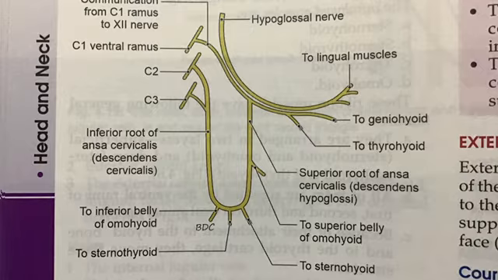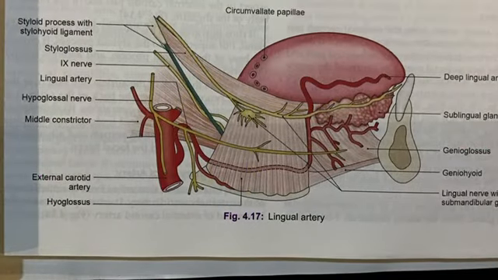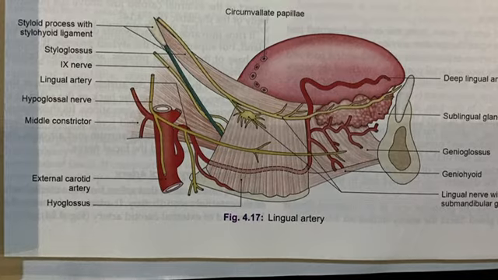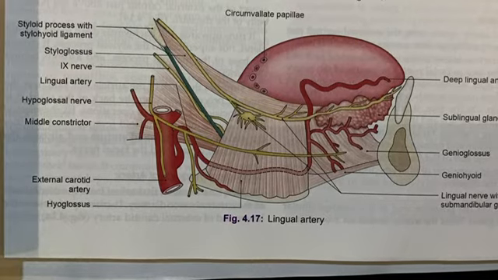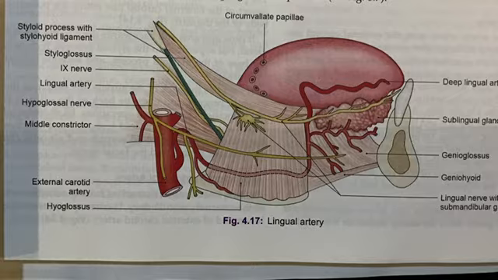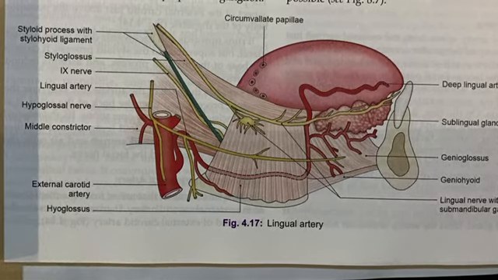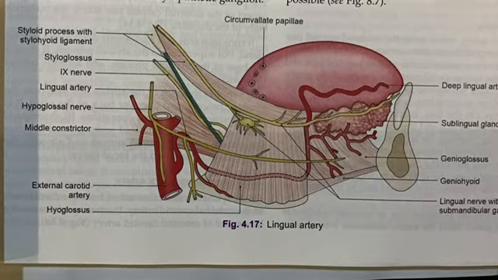Ansa cervicalis to sternohyoid muscles. Inferior root to inferior belly of omohyoid. External carotid artery: the lingual artery is a branch of the external carotid artery. It crosses through the hyoglossus muscle, and then it rises up and turns into the deep lingual artery.